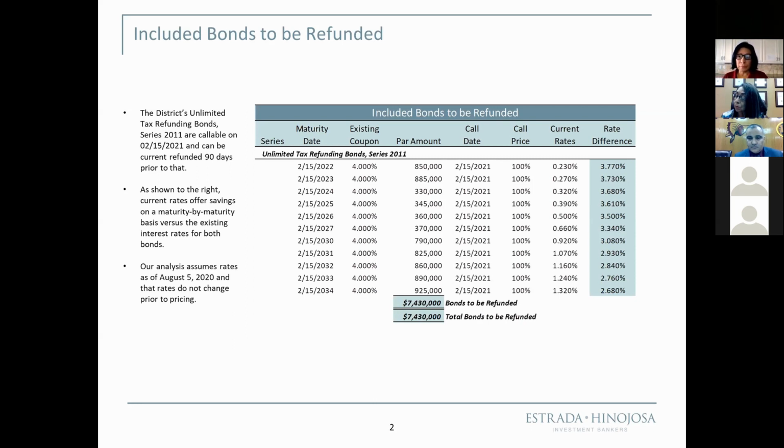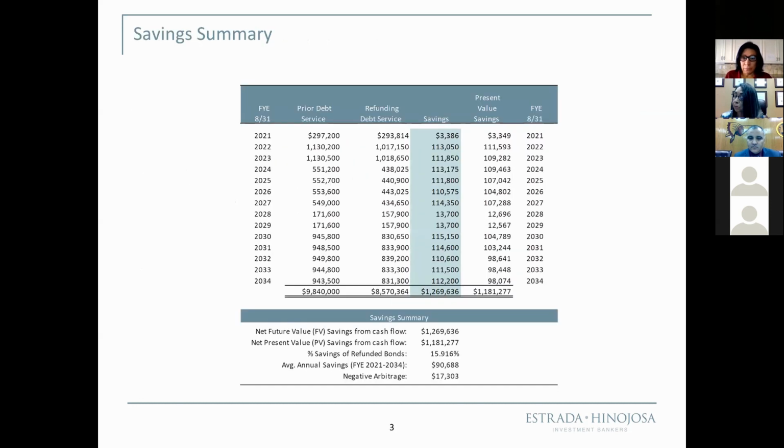And of course, if you look at the second to last column on the right-hand side of what the current rates are, you'll see a 0.23% at the first year, and the existing coupon is at 4%. So if you continue to go down, you'll see in blue the rate difference: 3.7%, 3.73, 3.68, and on further.